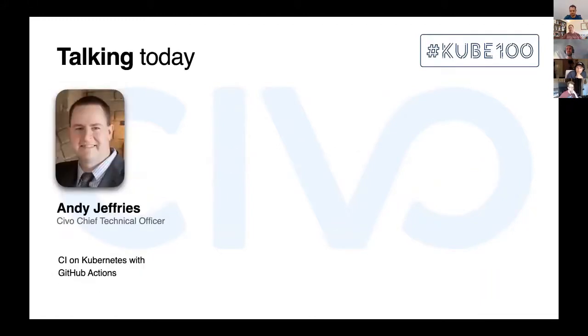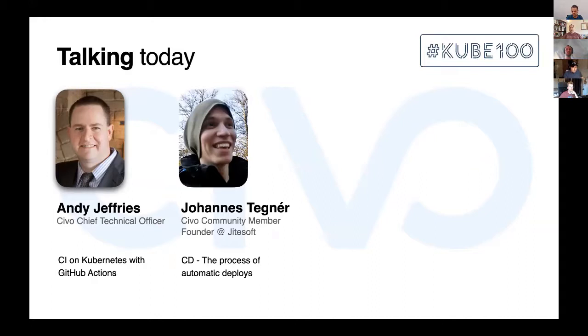First off, I'll be giving you a presentation on GitHub Actions and how you can use it with Civo. Then we've got Johannes Tegnér. Hopefully I haven't mispronounced it too badly. I see him laughing in the video. He's one of our fabulous community members and he's founder at GitOps. And he'll be talking about continuous deployment and the process of automatic deploys.